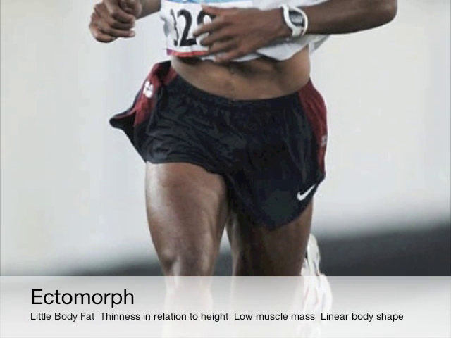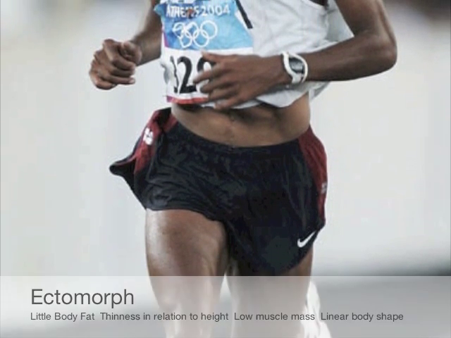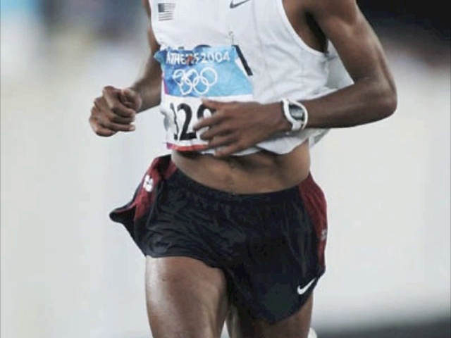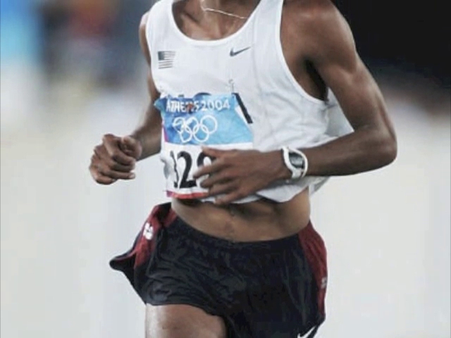Ectomorphs tend to have very little body fat and they are very thin in relation to their height. They have a very linear body shape. In other words, their shoulders tend to be the same width as their hips.